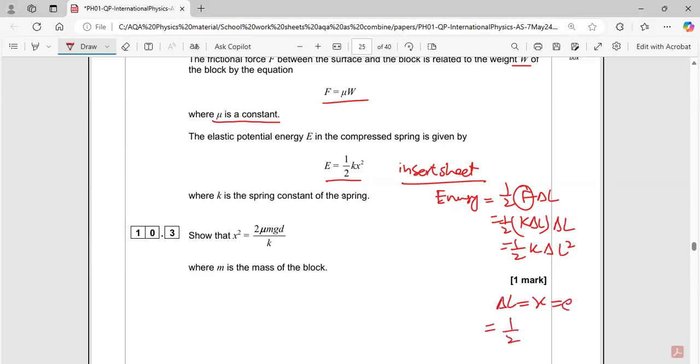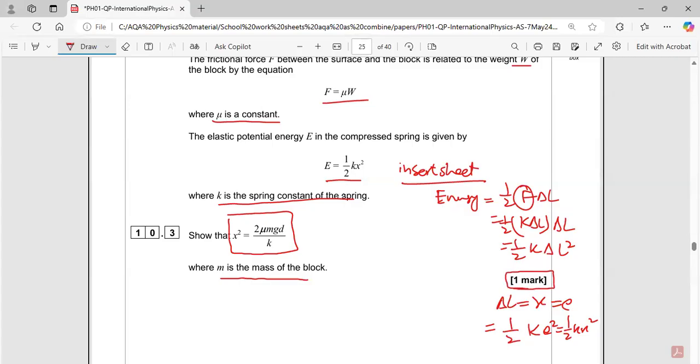So that's why you can say it is 1 by 2 K E square or 1 by 2 K X square. Okay. So where K is the spring constant. So show that X square is equal to 2 mu mgd over K. Well, this looks like a very scary equation, but don't worry. Where m is the mass of the block, and this is only 1 mark, so don't worry about that.